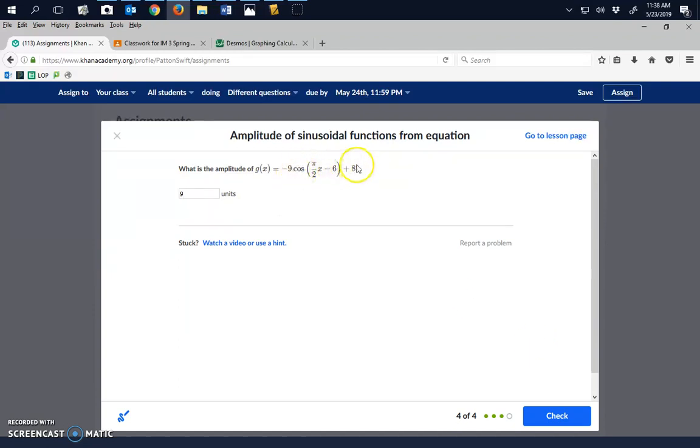So our graph would still go into the negative area because it would be going from 8 down 9 units, and from 8 up 9 units. So we go all the way up to 17 and all the way down to -1. It's a big graph. Okay, and we're done.